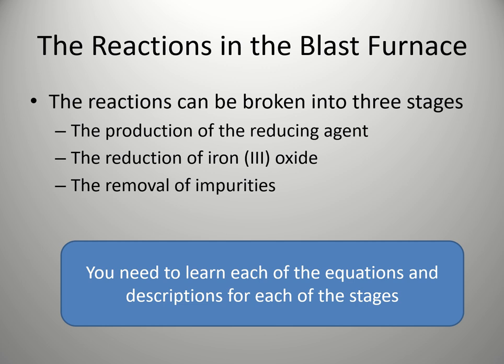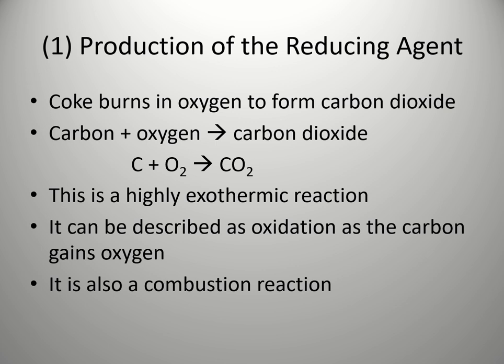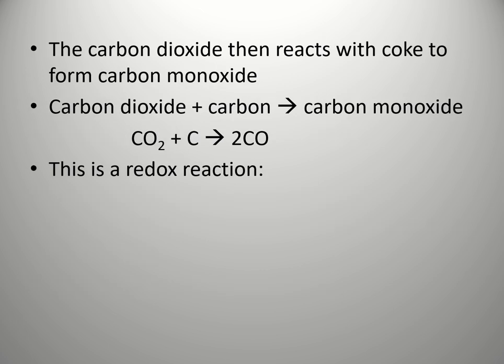So we're going to look at the reactions that happen in the various stages of the blast furnace now. Production of the reducing agent, as I said, the reduction of the iron 3 oxide and removal of impurities to make sure that our iron is actually useful. So stage 1, which happens initially in the blast furnace, is where the coke, which is remembered as carbon, burns in oxygen to form carbon dioxide. Now that's a really exothermic reaction, gives off lots and lots of heat. So it's a combustion reaction, it's an exothermic reaction, it's an oxidation reaction, because carbon's gaining oxygen. So you have a whole variety of reactions going on in there that you have to be familiar with, as well as knowing the word and balanced symbol equation.